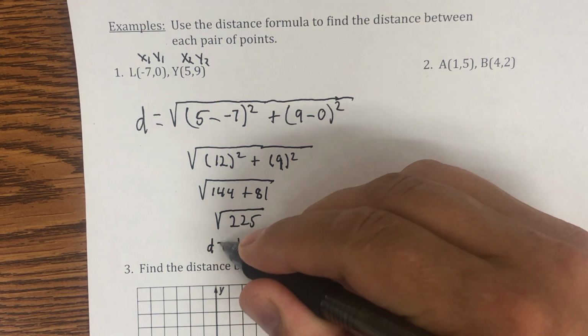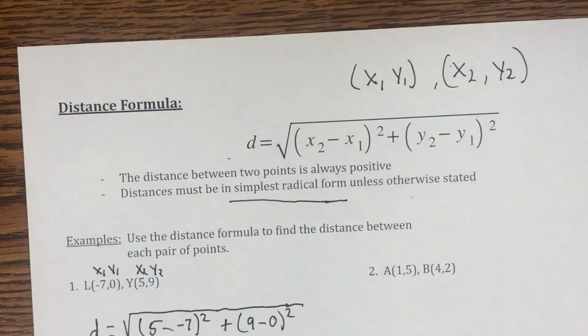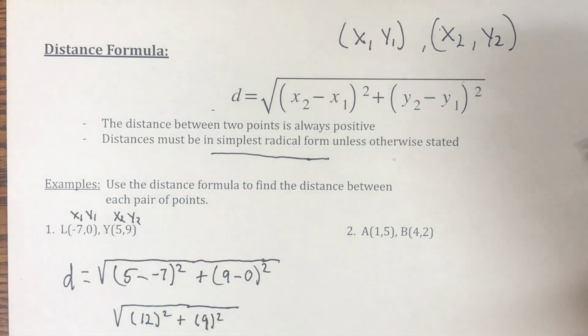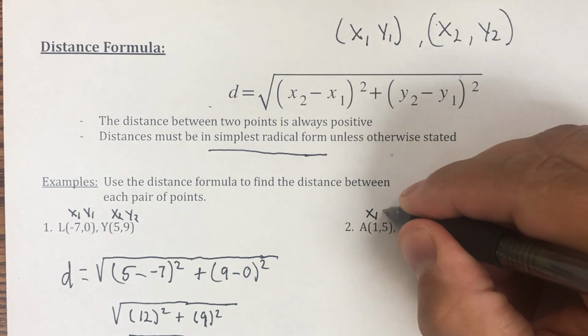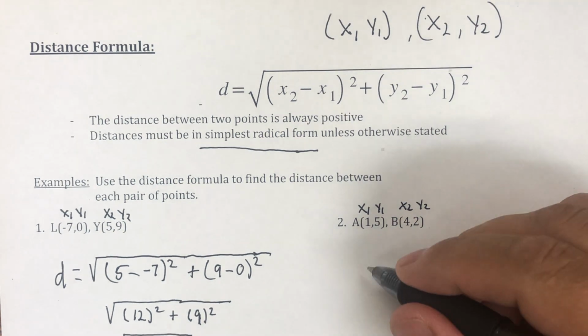So the distance is equal to 15. That turned out to be a nice whole number. Next one, same process. Label out the points: x1, y1, x2, y2. Plug it into the formula.